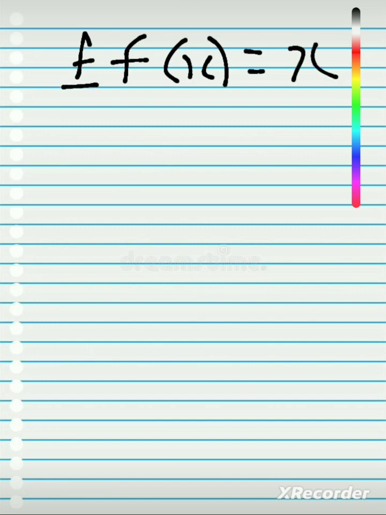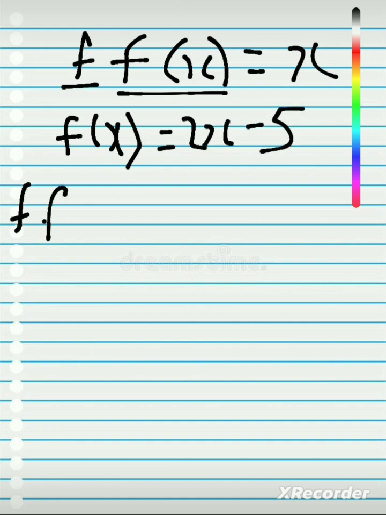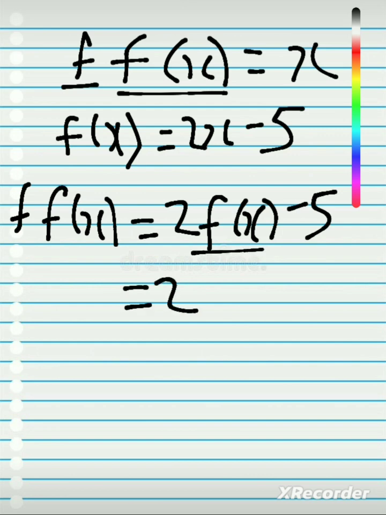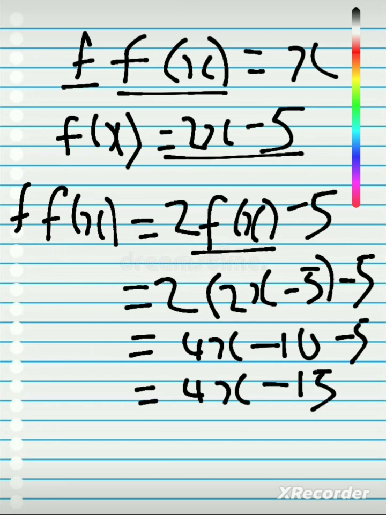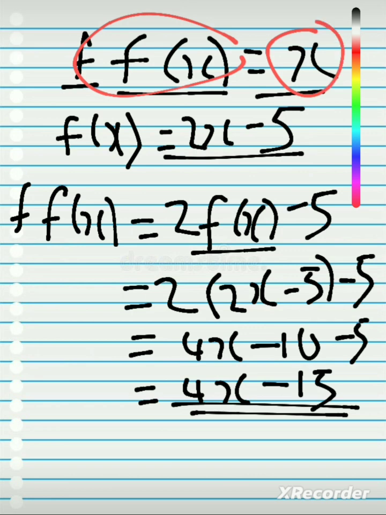The other question says f of f of x is equal to x. So they are saying on f of x, we put f of x. We know f(x) is 2x minus 5. So where there's x, we put f(x), minus 5. What is f(x)? It's the same one. So in brackets, we put 2x minus 5, minus 5. If we simplify this, it's 2 times 2x, 4x, 2 times negative 5, negative 10, minus 5. So it's 4x minus 15. They're saying this is equal to x. So 4x minus 15 is equal to x.